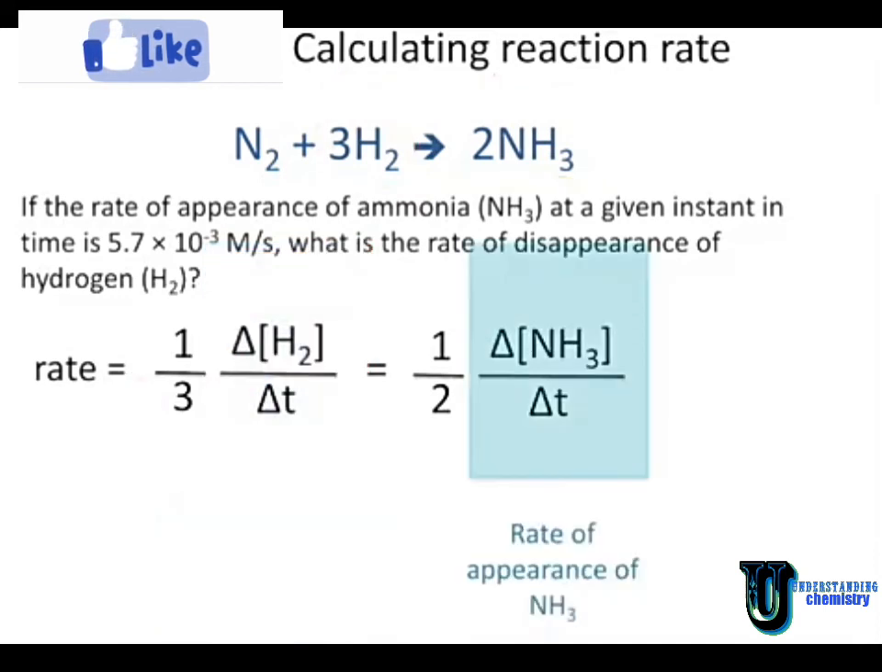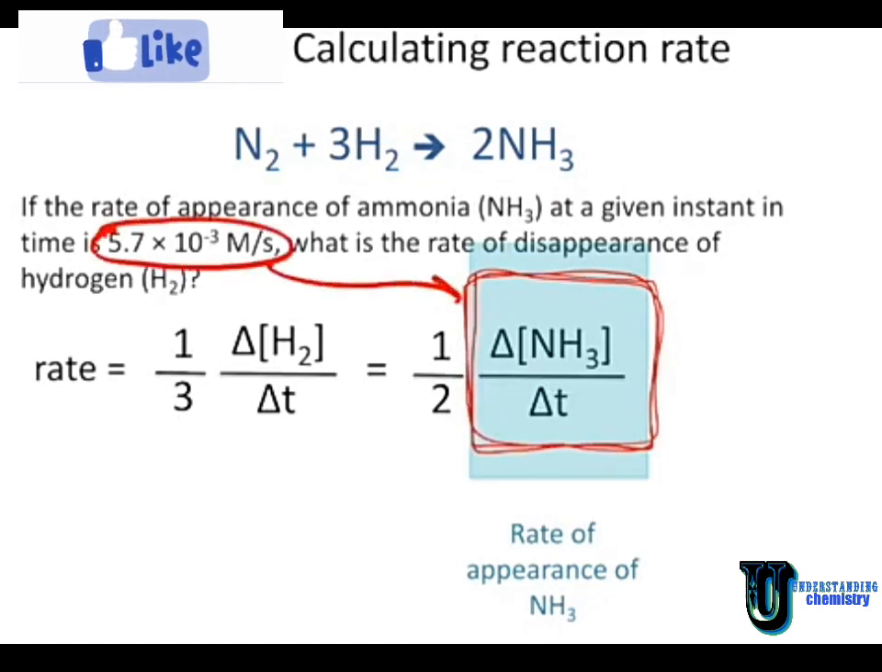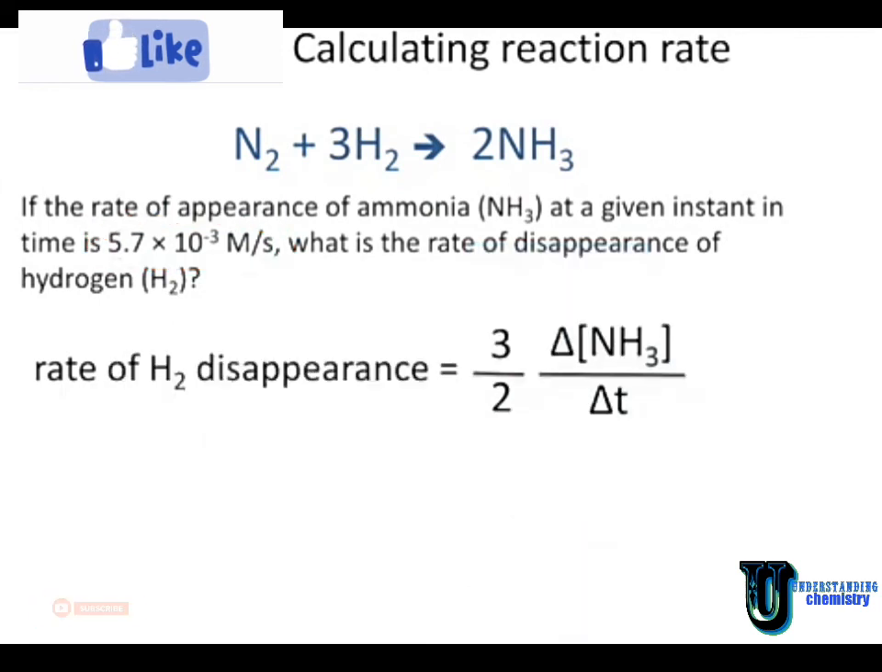Okay, so when we look at information that we're given in the problem, it says if the rate of appearance of ammonia at a given instant in time is 5.7 times 10 to the negative third molar per second, that is what we are going to plug in here. That is referring to this term right here. This is the rate of the appearance of ammonia. And so that's what I'm talking about when I say this number. So if I take this rate of the appearance of ammonia and I multiply it by 1/2, and then I solve for the rate of the disappearance of hydrogen by dividing each side by 1/3, you get an equation that is going to look like this.